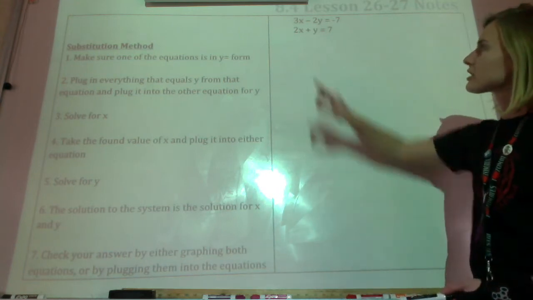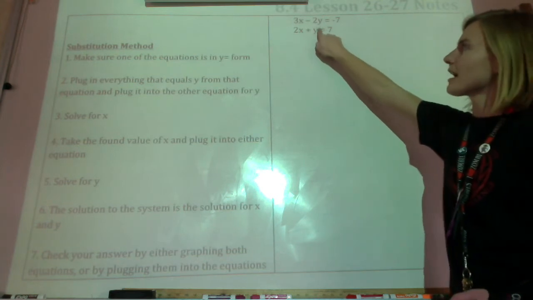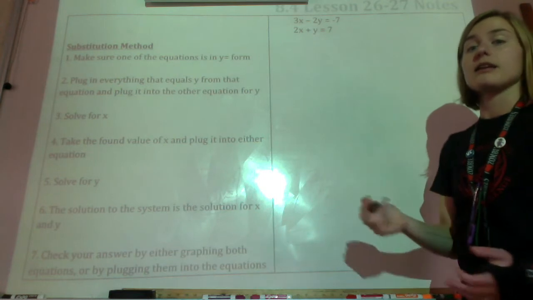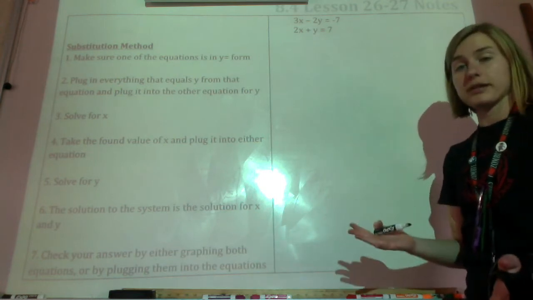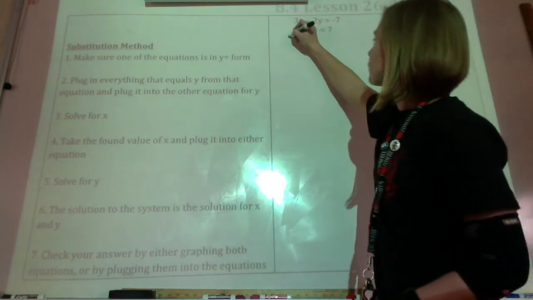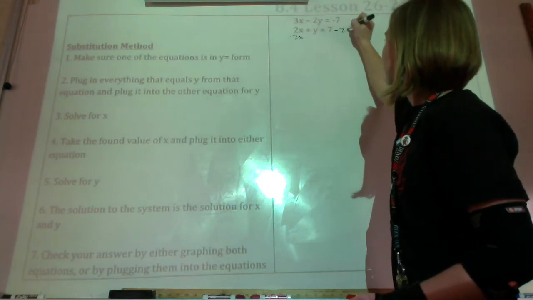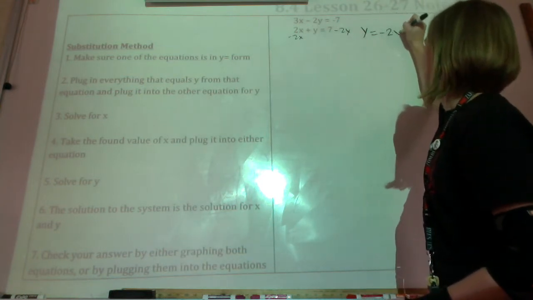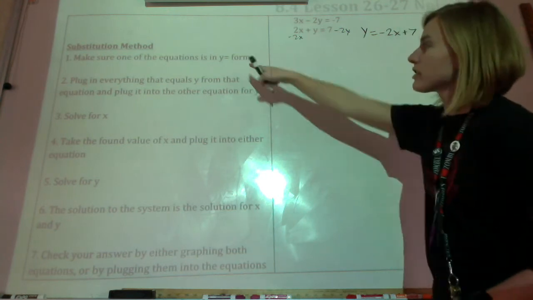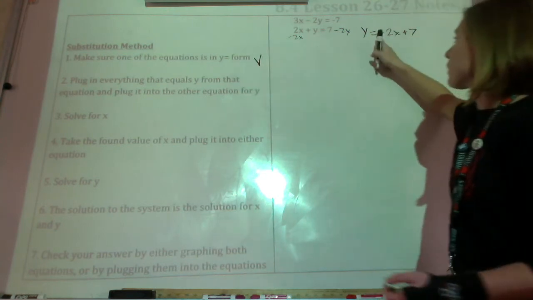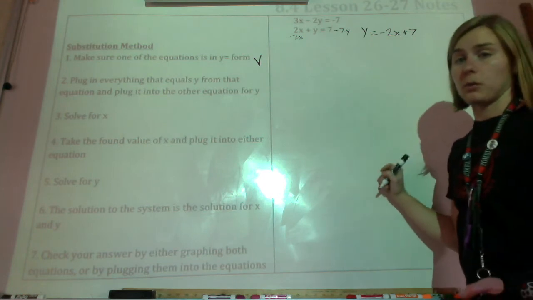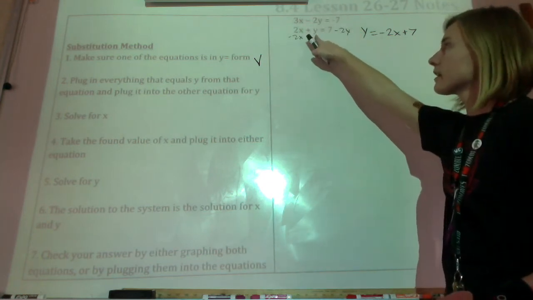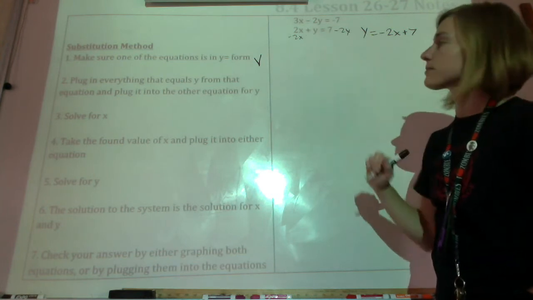So I'm going to change the second equation because you can already see y is kind of by itself. All I need to do is move the 2x to the other side. And if I'm going to move that 2x to the other side, I do it by subtraction because it's positive. So minus 2x, and I get that y equals -2x plus 7. So now I've just done our step 1. We now have one of the equations in y equals form. I could have changed the first equation, but you could have seen that the second equation was easier to change.